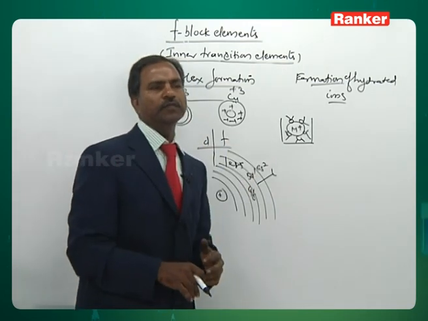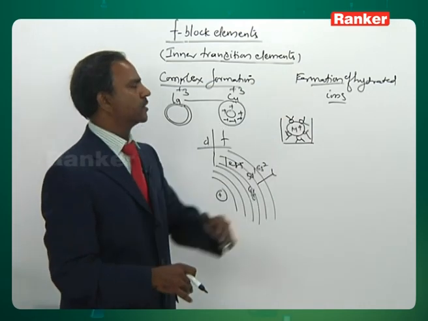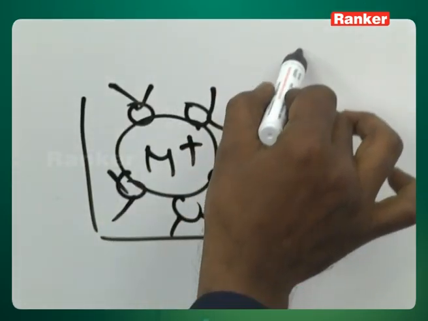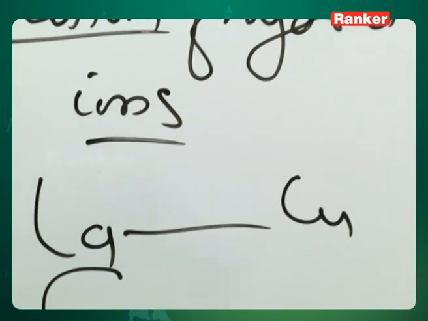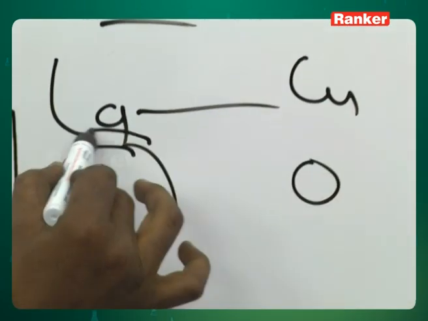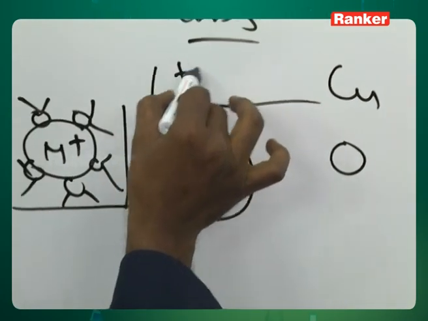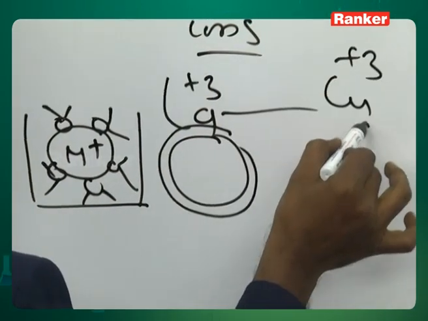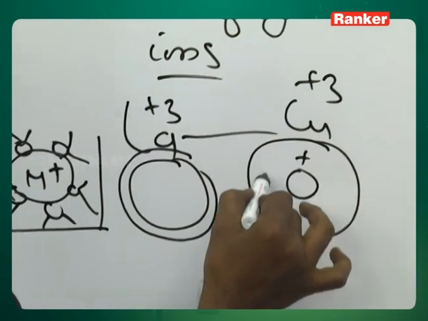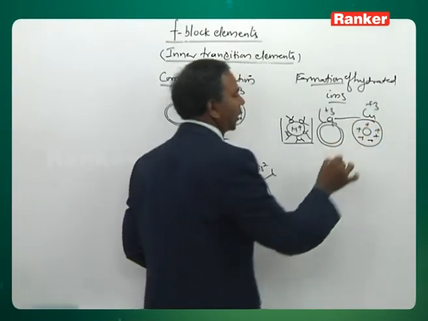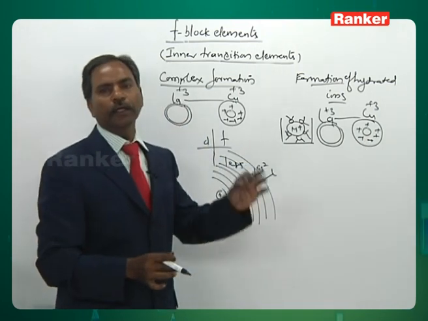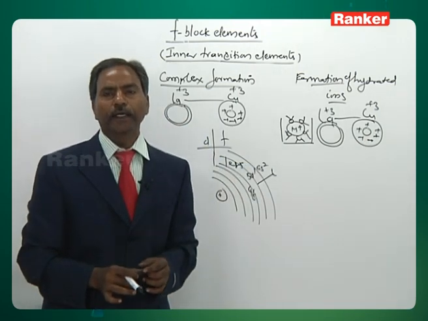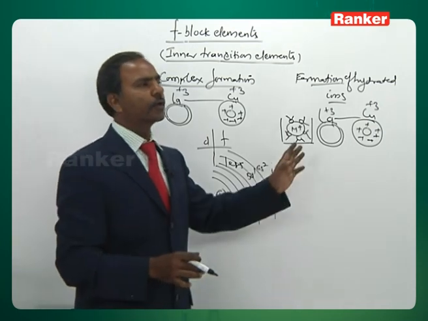Now, the formation of hydrated ions follows the same concept we discussed for complex formation. Again, from lanthanum to lutetium, due to the decrease in ionic size there is an increase in charge density. Lanthanum has less charge density, and lutetium has greater charge density. Due to the decrease in size and increase in charge density, the tendency of formation of hydrated ions also increases from lanthanum to lutetium.